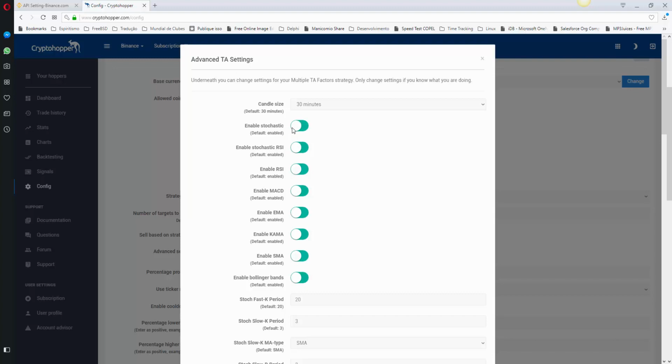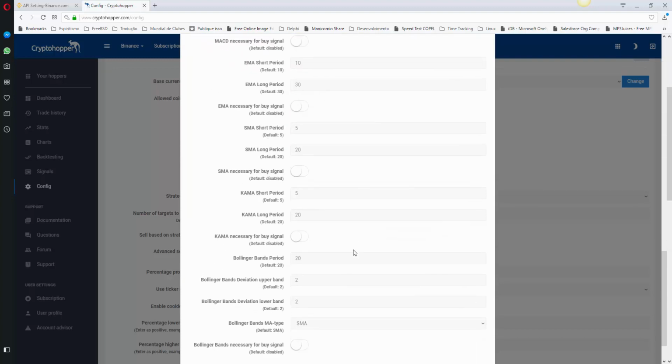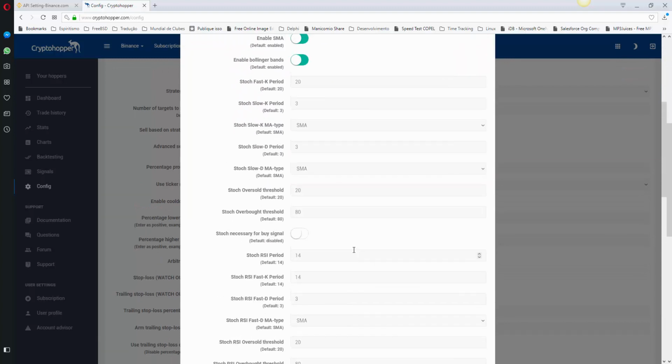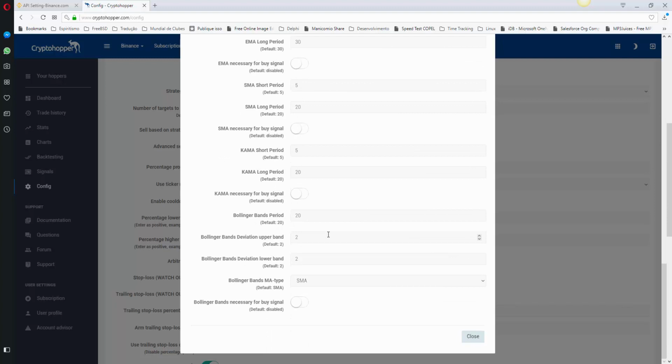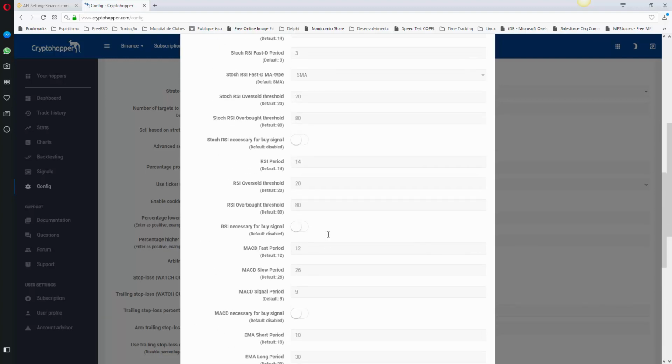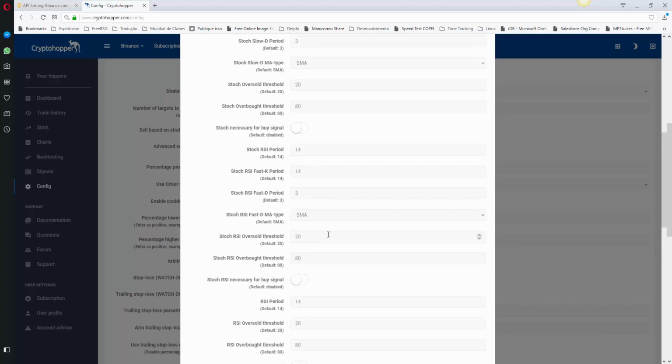So by default, all those indicators are enabled. My candle size is 30 minutes, and there are lots of default parameters here. But as you can see, by default, those flags here are not enabled. And those flags tell which indicators are necessary for buying. So the way it's here, CryptoHopper will not buy anything, will not perform real technical analysis. At least I think this way.